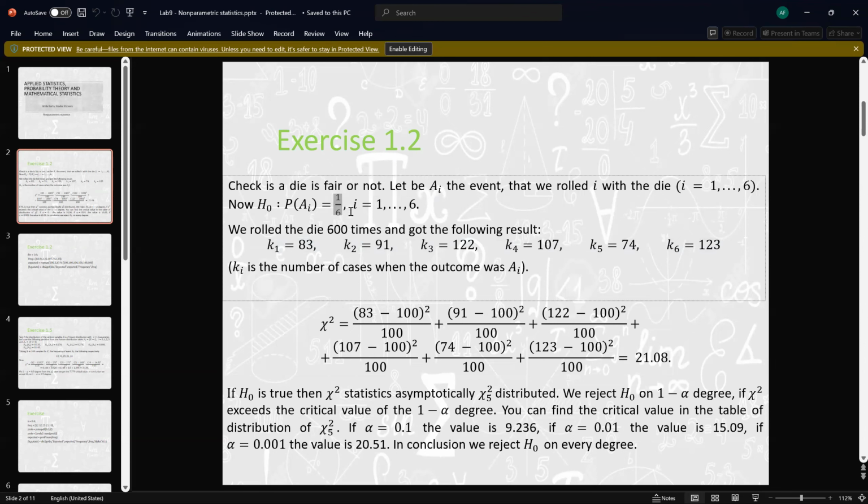Actually, no, no, no. Forget about it. It's a chi-square test. So all the sides have a probability of 1 over 6. We roll the dice 600 times and we got this result. The possible values of the dice are 1 to 6. Okay, and yeah, that's all you need.